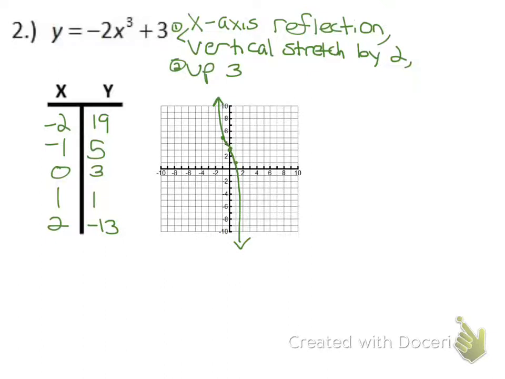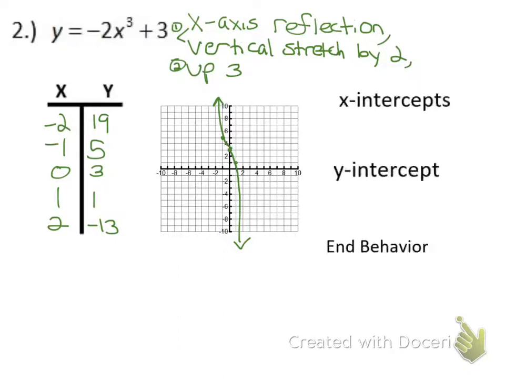Remember, this has been reflected over the x-axis, so the side pointing up is going to be on the left this time instead of on the right. After we've graphed, we want to list our characteristics. This is a similar problem to the previous example where we do not know an exact x-intercept. It's somewhere in this neighborhood right here. So we're going to state that the x-intercept is between x equals 1 and 2.